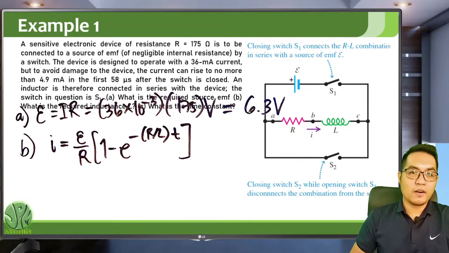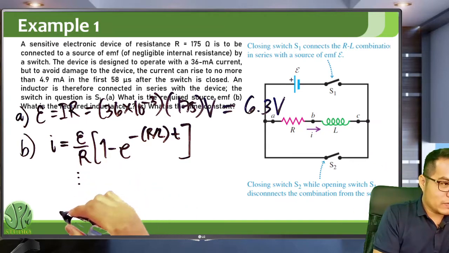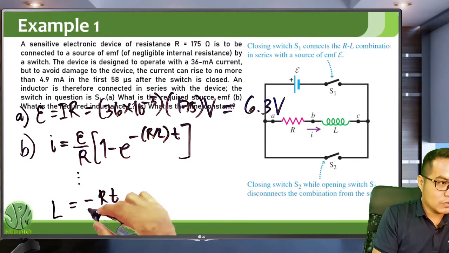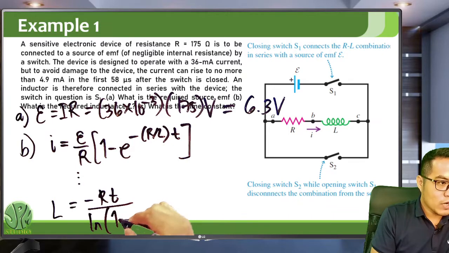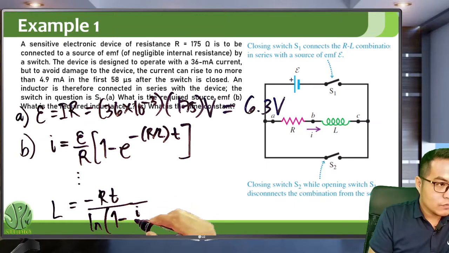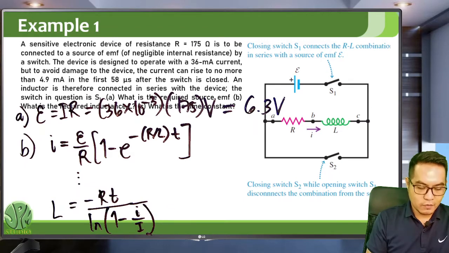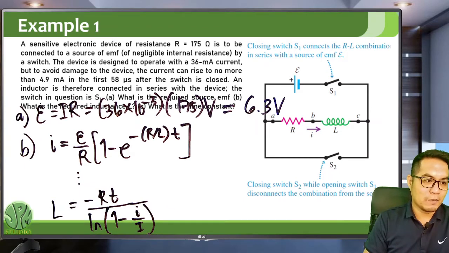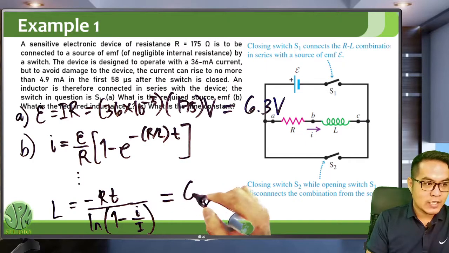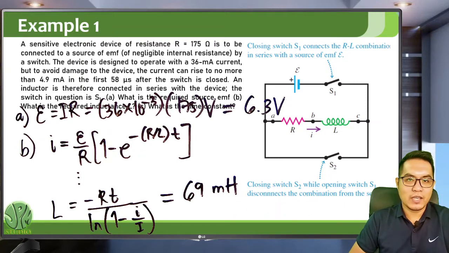So solving for L, I get L equal to negative R times t over ln of 1 minus I over capital I, the 4.9 milliampere current over the final current, which is 36 milliamperes. Substituting all of that, you will get 69 millihenries. That is the required inductance.